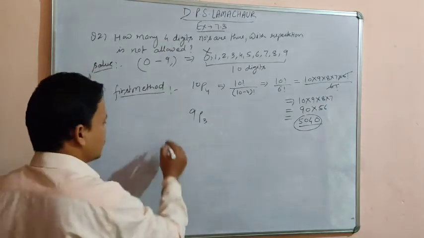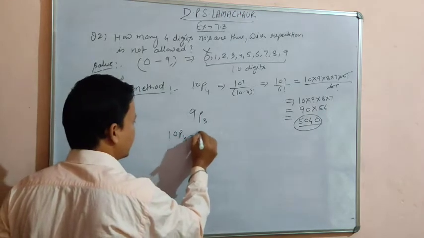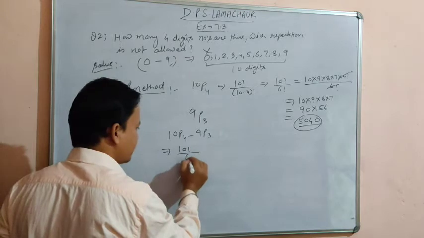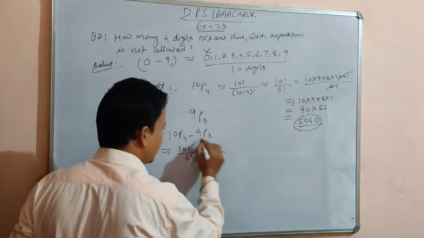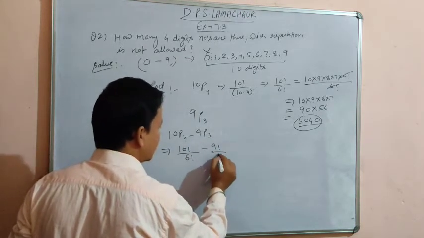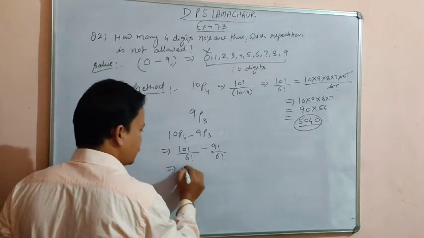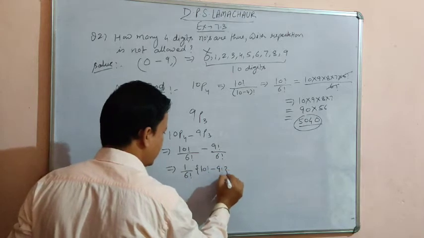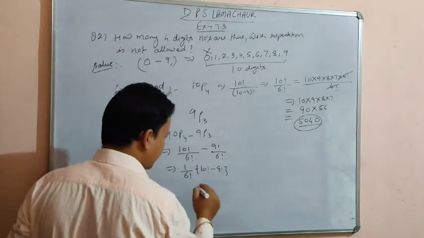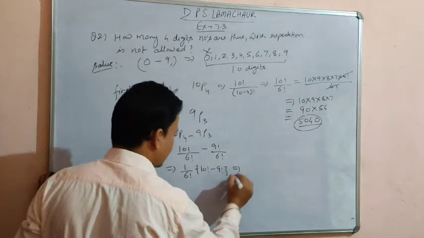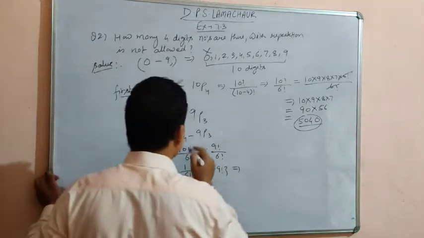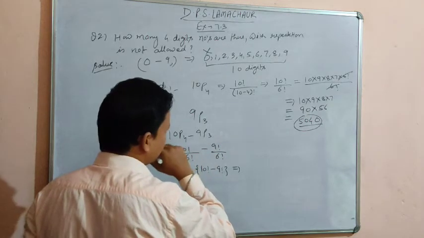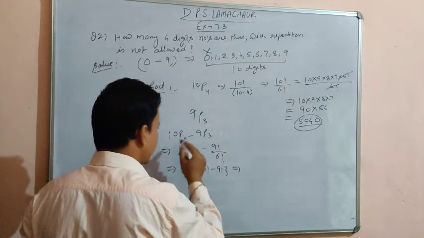Okay, so 10P4 minus 9P3, that is 10 factorial upon 10 minus 4, 6 factorial, minus 9 factorial upon 9 minus 3, 6 factorial. So 1 upon 6 factorial is common, 10 factorial minus 9 factorial, right? So what will be the possible number of elements? How many will it be? 10 minus 4 is 6, 9 minus 3 is 6.